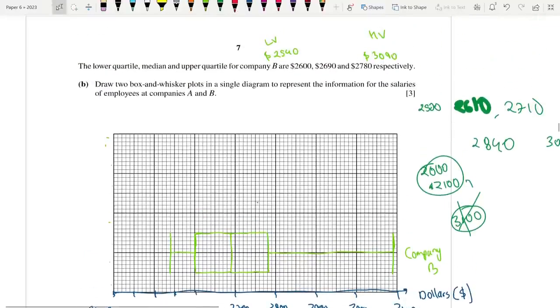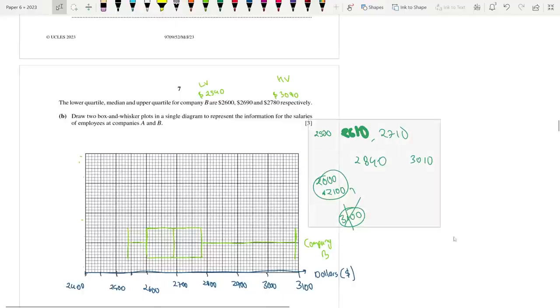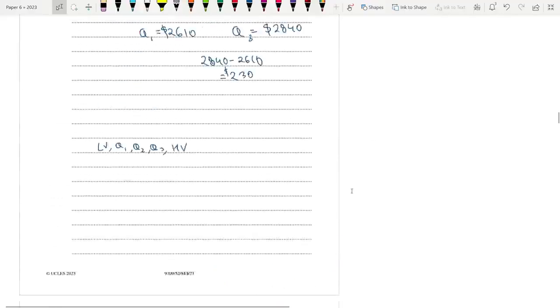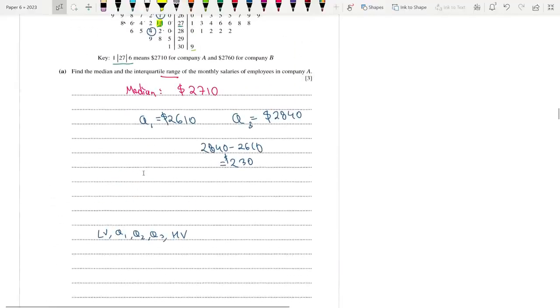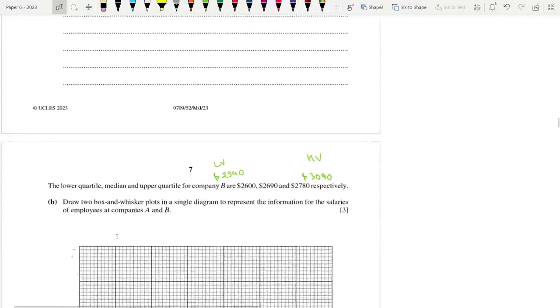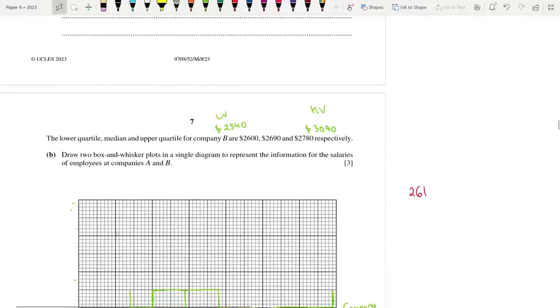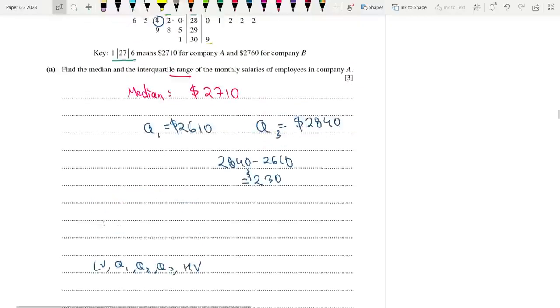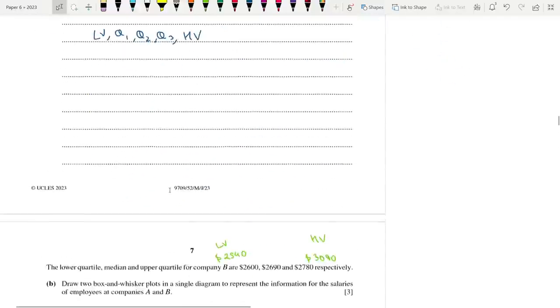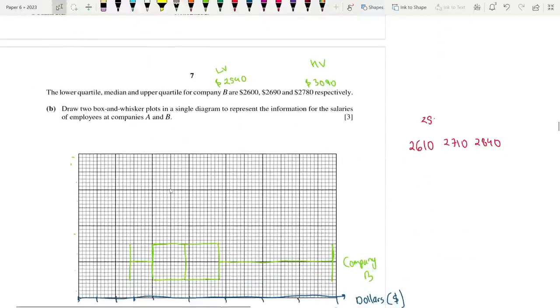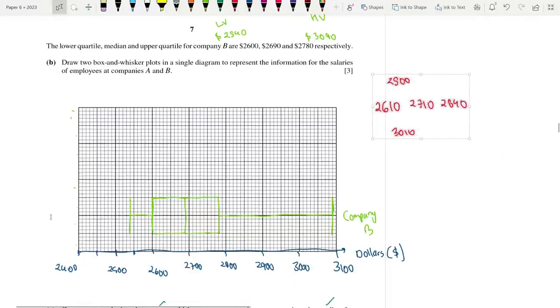Now for company A, what was the value? 2610, 2710, 2840. And the least and highest values are 2500 and 3010 respectively. Let's begin. So 2500 and 3010.